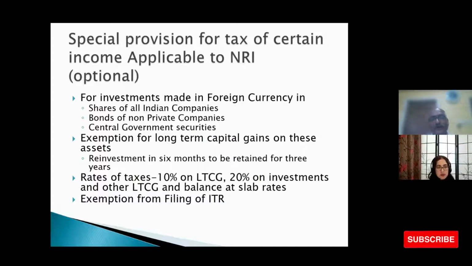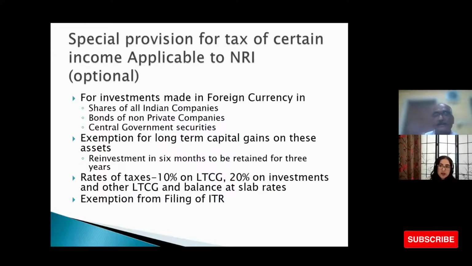If you do not want to avail this exemption, you have to pay long-term capital gain at the rate of 10%. And as you were asking about the interest and dividend, those are taxed at 20%, including long-term capital gain on your other assets other than these three assets. And the balance income will get taxed at the applicable slab.